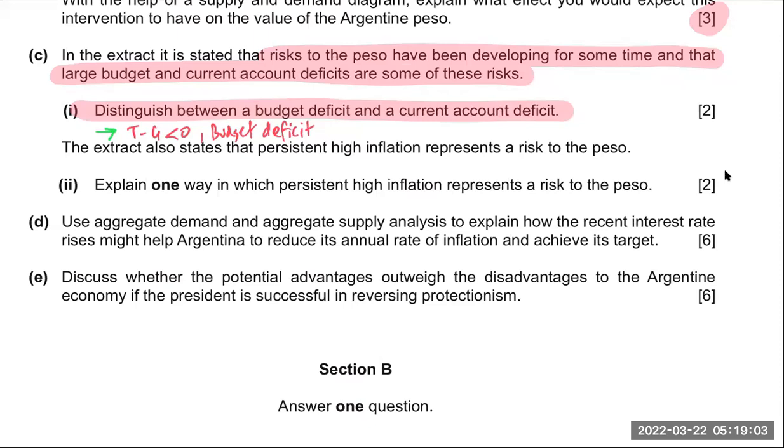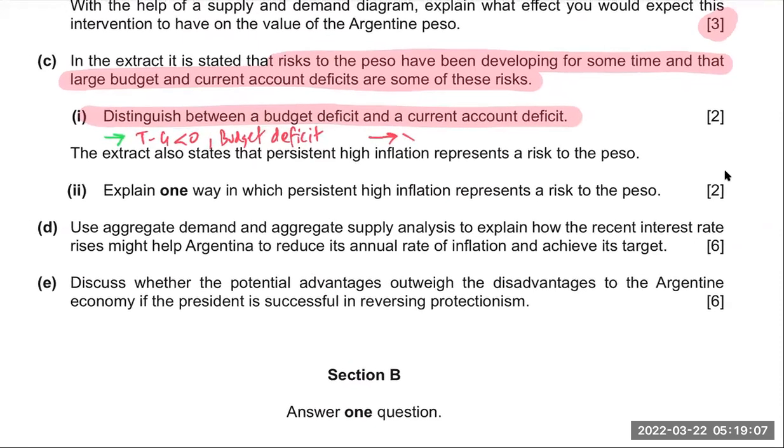On the other hand, current account deficit, guys, is a deficit that happened because your X minus M is less than 0. So this happens if the government is basically running into what we call a trade deficit or current account deficit. And you can talk about here that a budget deficit means that the government is exceeding its expenditure more than the revenue, while a current account deficit means your X minus M is less than 0. And you can talk about current account includes other items as well as goods and services.